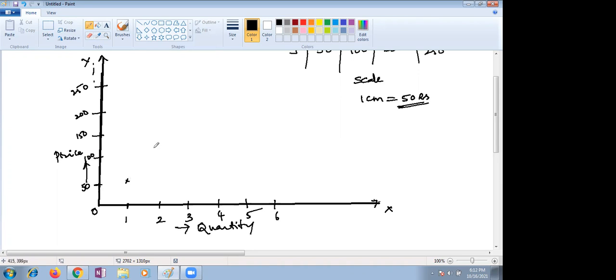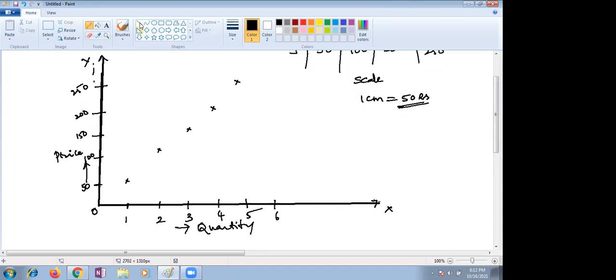Suppose 2 kgs is 100. Yes or no, children? 3 kgs are 150. Yes, ma'am, it is 150. Then 4 kgs is 200 and 5 kgs is 250. 6 kgs is 300. Just one or two points you plot, children.